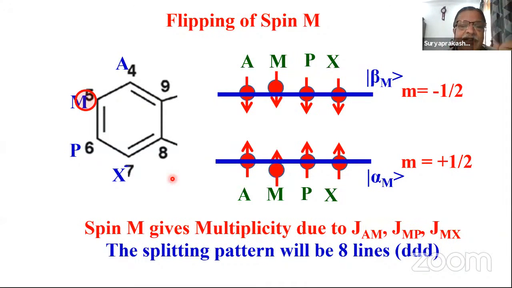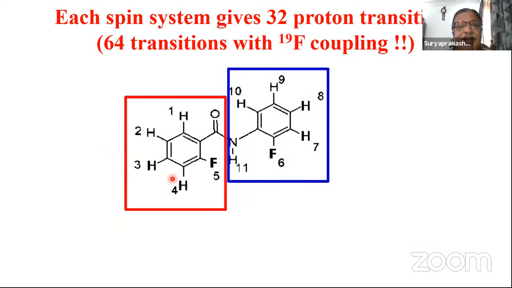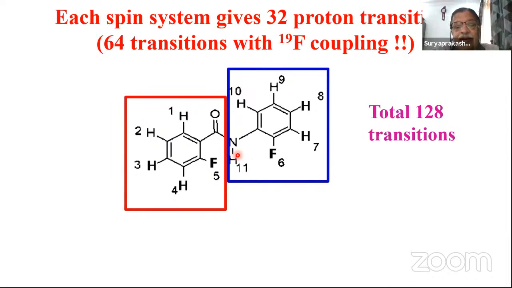That is a challenge. If you look at the one-dimensional spectrum, you will not be able to analyze it so easily. So what we do is, when you have 64 transitions with the fluorine coupling, I am going to separate out the peaks for each ring. How do I do that? This is what is called spin system filtering, which I explained to you. Now, if I take the entire molecule like this, in the aromatic region, I must expect 128 transitions in the proton spectrum. How do I get 128 transitions? So difficult. Just now I explained to you.